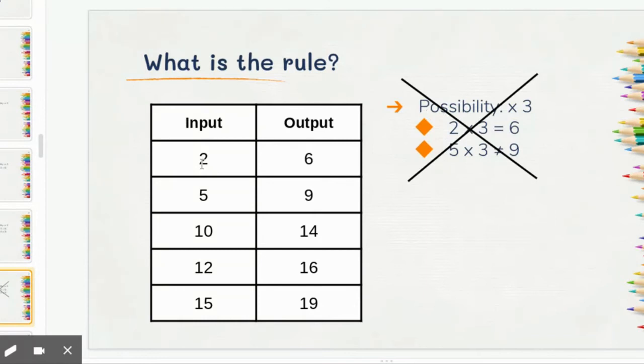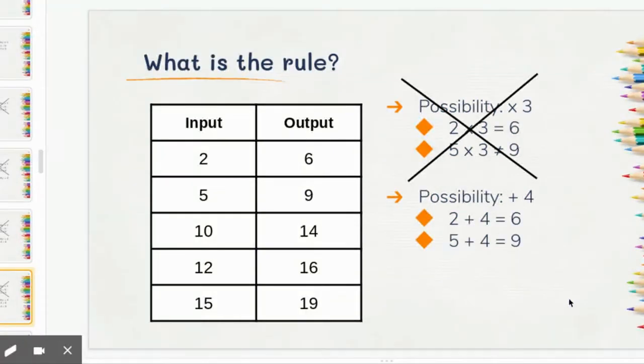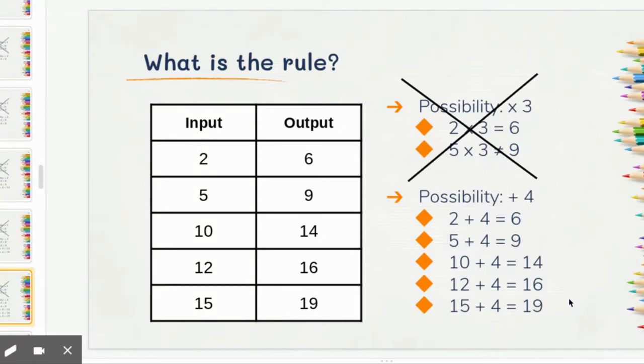Let's try another one. What else can I do to 2 to get 6? I know that I can add 4. So 2 plus 4 is 6. 5 plus 4 is 9. 10 plus 4 is 14. 12 plus 4 is 16. And 15 plus 4 is 19. Every single number in the table worked out with this rule of plus 4. So that means that plus 4 is the rule for this table.